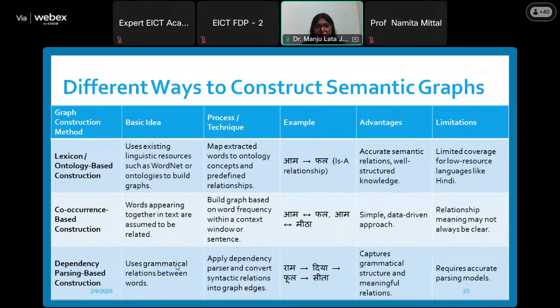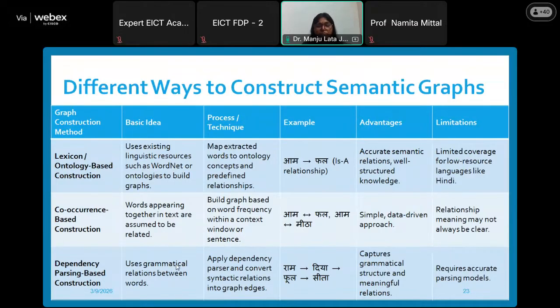Now, after discussing the applications, we will be discussing the different ways to construct semantic graphs. One of the ways, which we have already discussed, along with a screenshot of hull and different kinds of hulls for ontologies, is lexicon and ontology based construction. The basic idea is that it uses existing linguistic resources such as WordNet or ontologies to build graphs. For ontologies, WordNet is a wonderful tool to use, and it has very rich semantic relations.